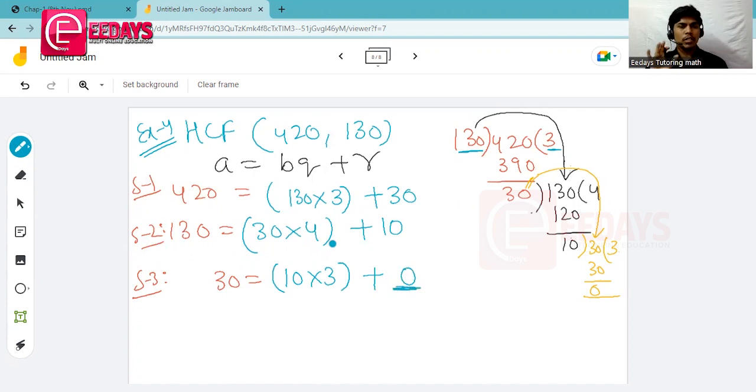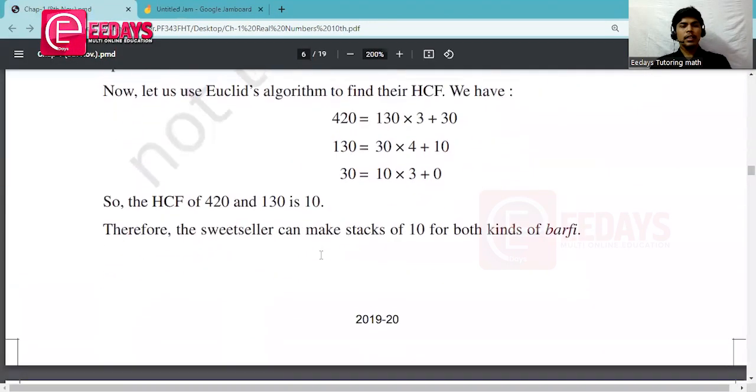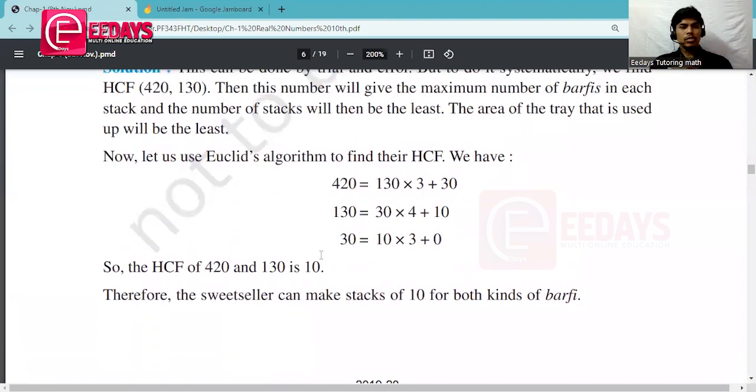Now you just stop the procedure here and let's find the HCF of 420, 130. So we'll write the divisor. What is the divisor here? 10 is the divisor here. So that's why the HCF of 420, 130 is 10. Okay, you can arrange it like this. So 10 is the HCF we got.